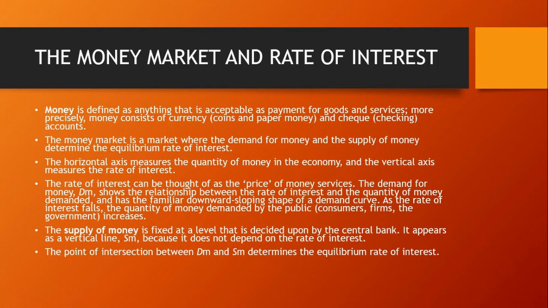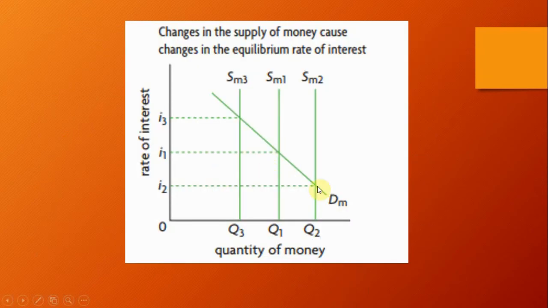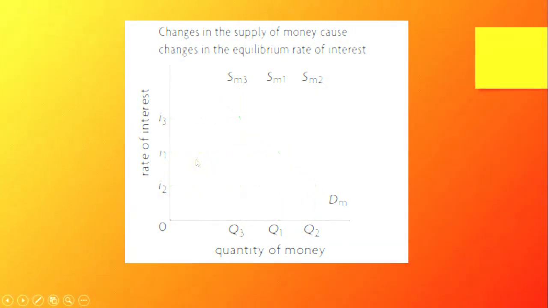So the supply of money is fixed, which is perfectly inelastic because it is decided by the central bank, and it appears as a vertical line, SM, because it does not depend on the rate of interest. And the point of intersection between DM and SM, as I said earlier, determines the equilibrium rate of interest. The intersection of SM1 and DM will give you Q1, which is the equilibrium quantity of money and the equilibrium rate of interest.